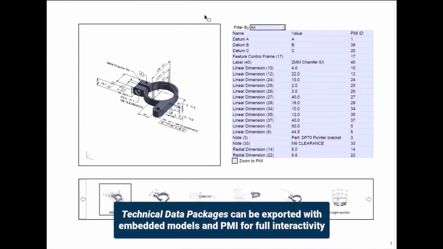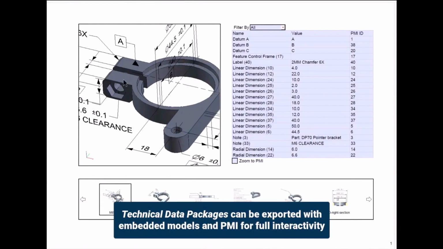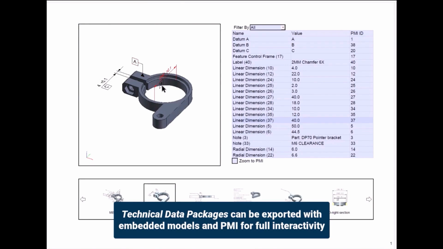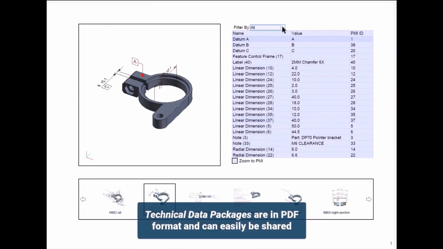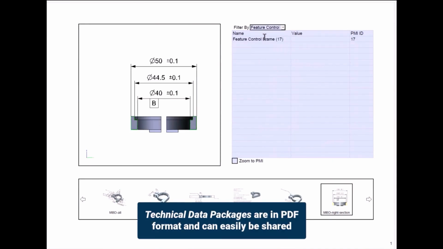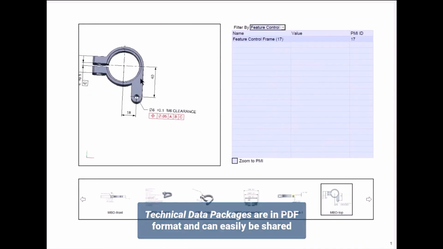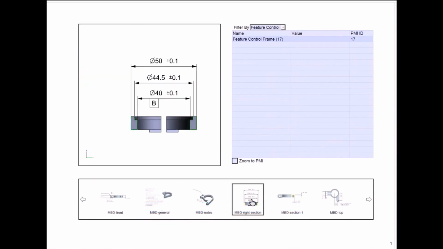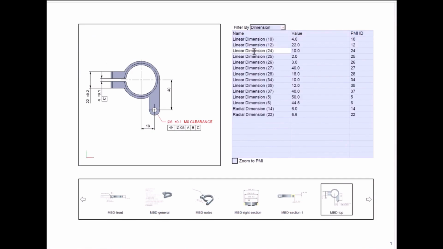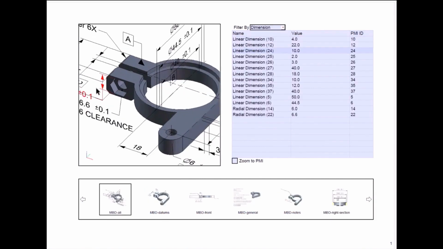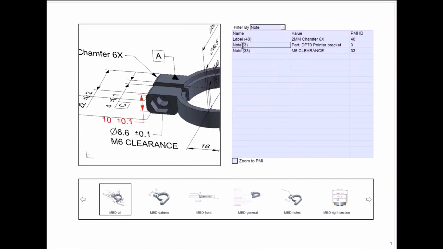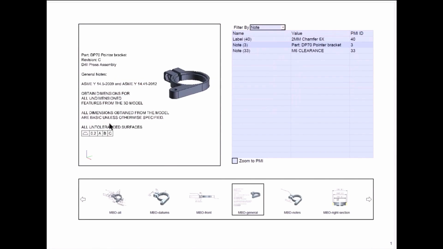Now, the next thing we'll look at here is what's called a technical data package, and we can export with embedded models all of our PMI for full interactivity. As you can see, we have all of our PMI outlined over on the right-hand table. You can change the drop-down, pick on your feature control frame. What's nice about that, it's going to change that to that view that PMI feature control frame is at. Complete interactivity here. You can rotate those views around just like you would as if you were in a CAD application. This is lightweight JT geometry we're looking at here, but this is in just a PDF document format.